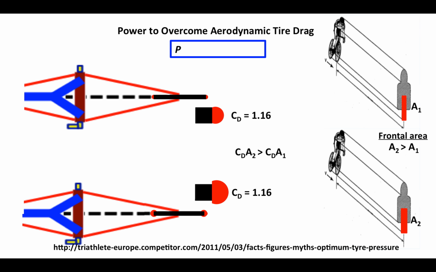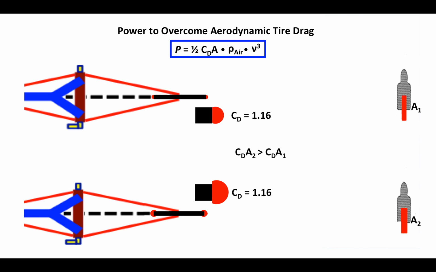from this reference down here. The power is equal to 1/2 the drag coefficient times the frontal area times the density of air times velocity cubed. We can figure out the values of some of the unknowns in this equation. For example, with A1, the frontal area is going to be the product of the width, 23 millimeters, times the diameter, 630 millimeters. If I work that out, I get 0.014 square meters.